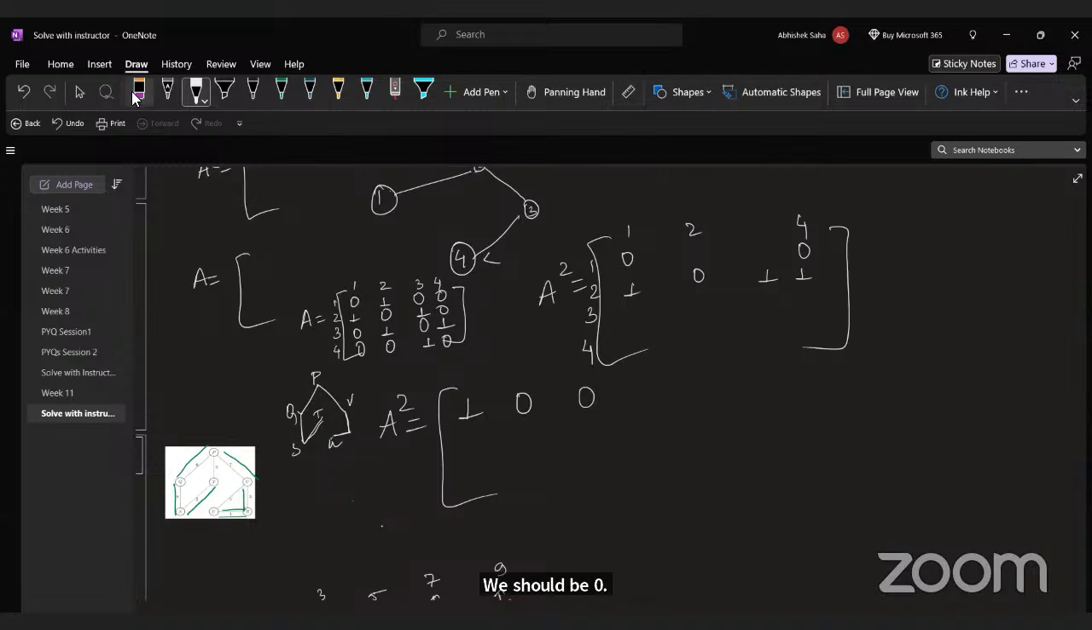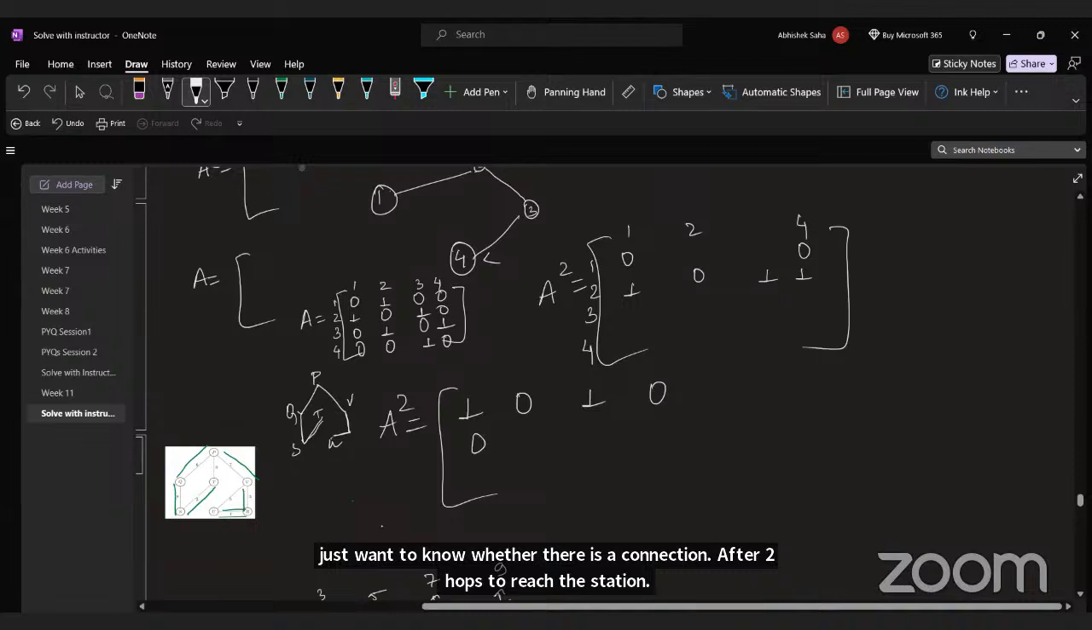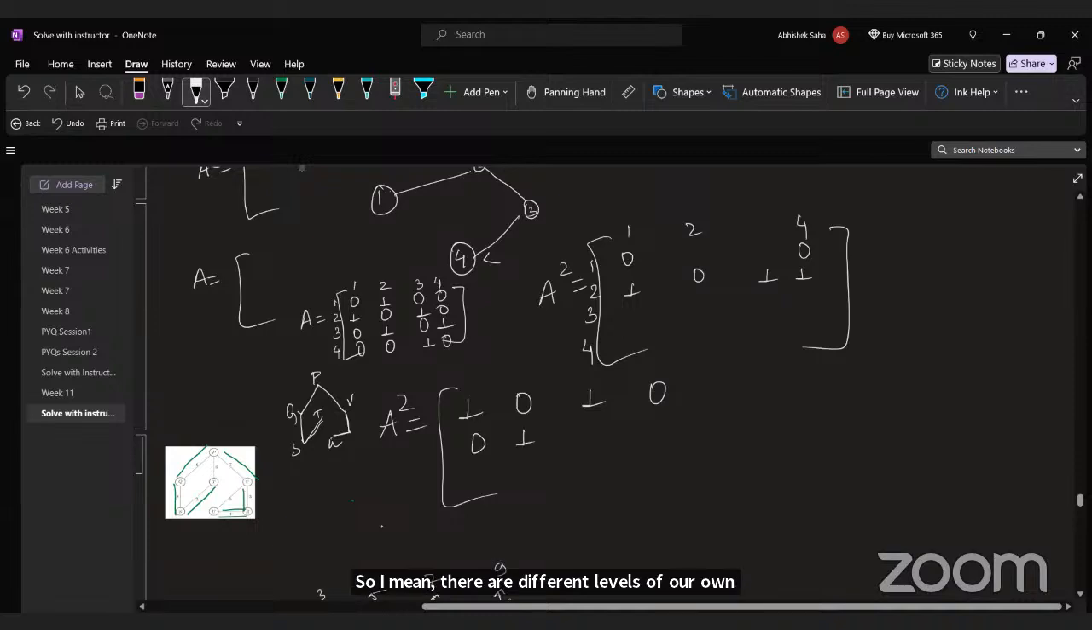If you allow that number to be multiplied and then added up, there is another interpretation for that. In A square, if you find 2, there are 2 routes. But right now we are not talking about the number of routes. We just want to know whether there is a connection after 2 hops to reach the station. So just limit it to 0 and 1, then it will be easier.